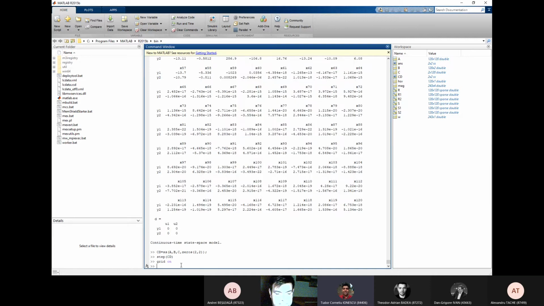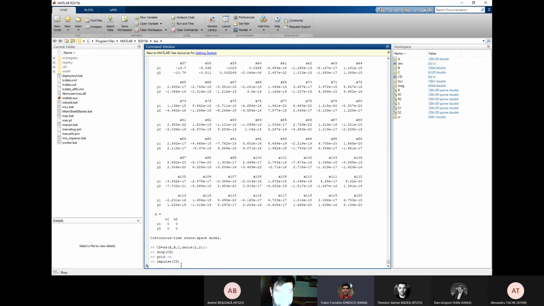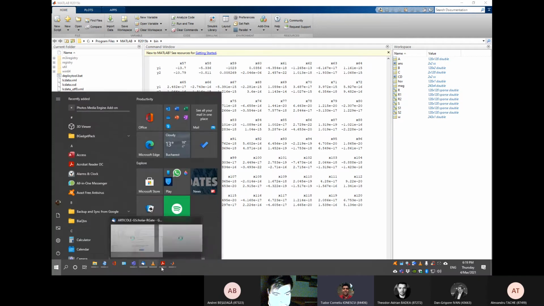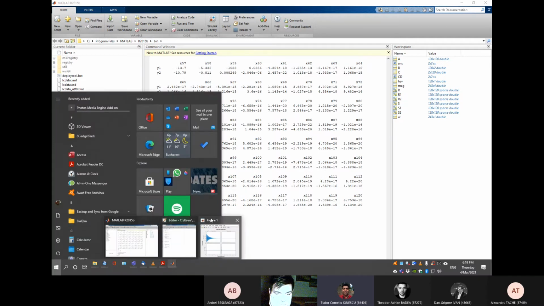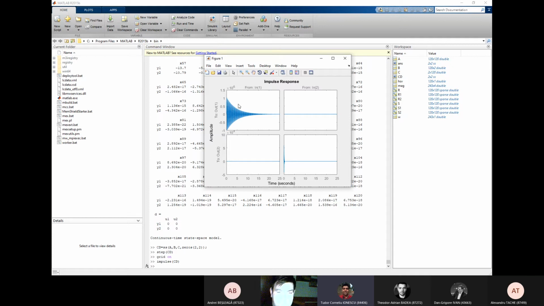Let's also check the impulse response. An impulse is the Dirac, an impulse that you give to the system. Let's check the plots. This is the impulse plot. It's stable indeed. As you can see here, this is the stability because they all go to 0 in the end if you give them an impulse.